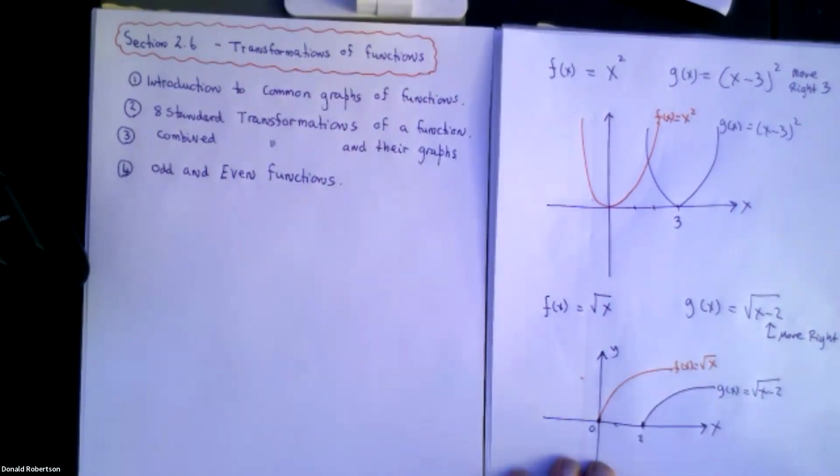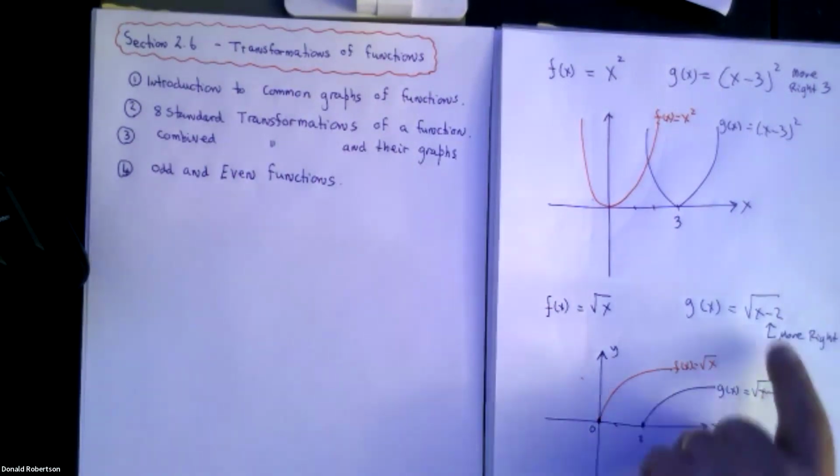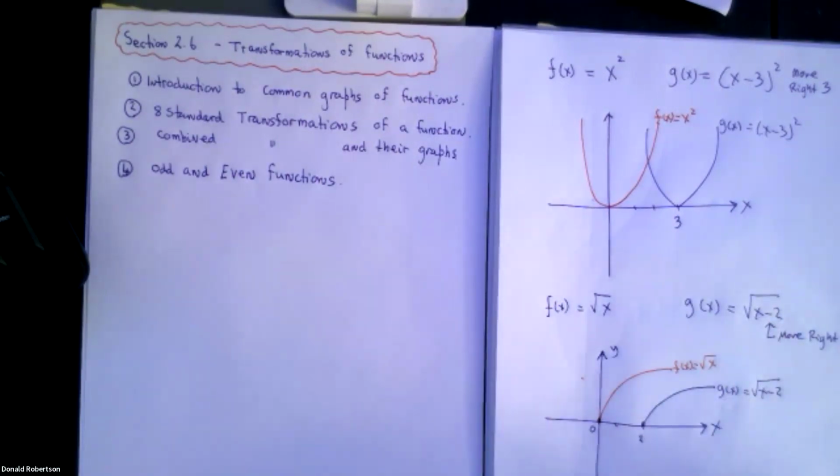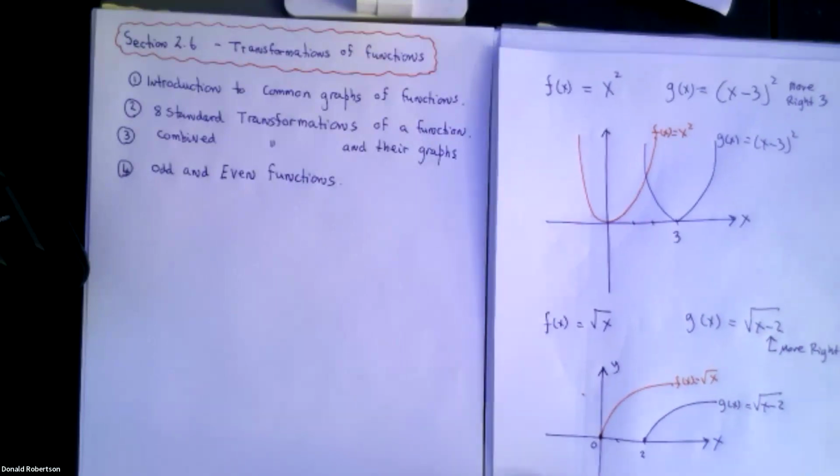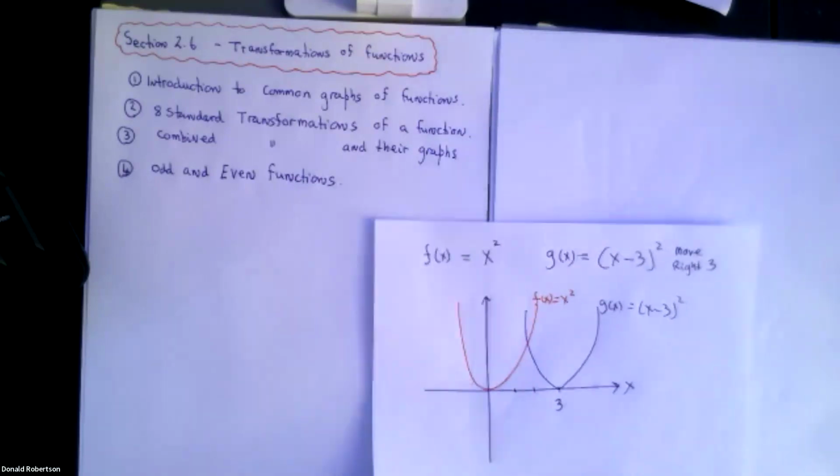I know that is counterintuitive. It looks like if you were taking 2 away, if it was any kind of movement, you would think it would move everything to the left 2, but it doesn't. X minus 2 actually moves the shape to the right 2. And that is our third transformation.